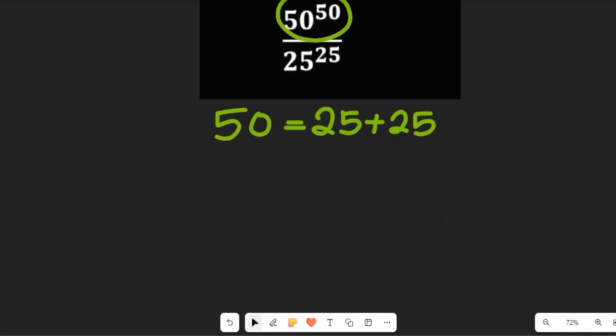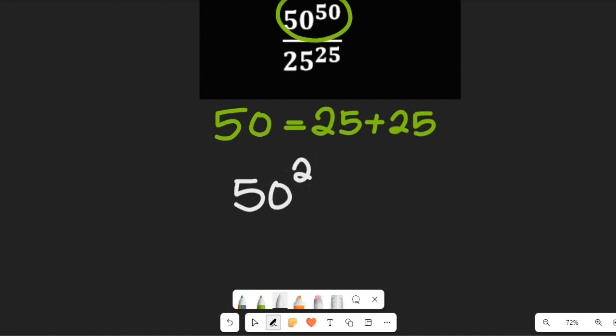Now, where will this take me to? Remember, I said we're going to use just algebra in solving this. So this will give me 50 to the power of 25 plus 25, and this will be divided by 25 to the power of 25.